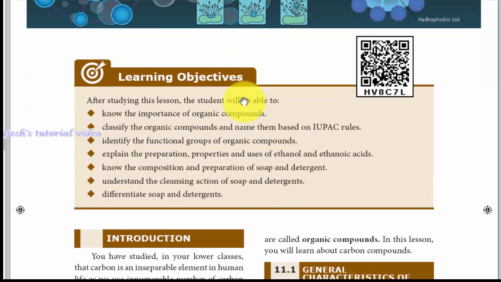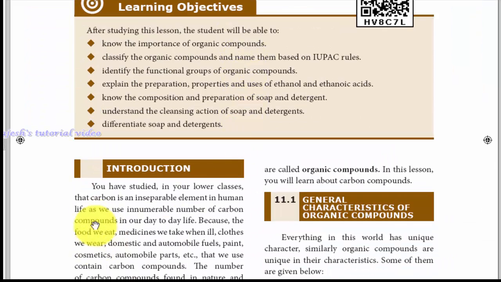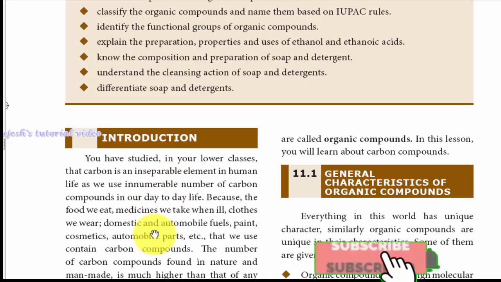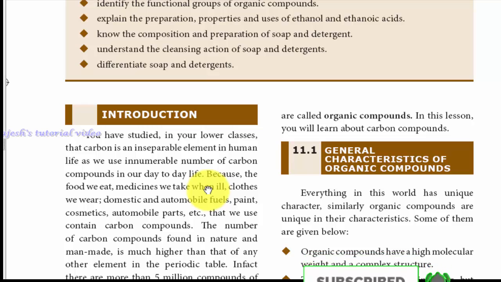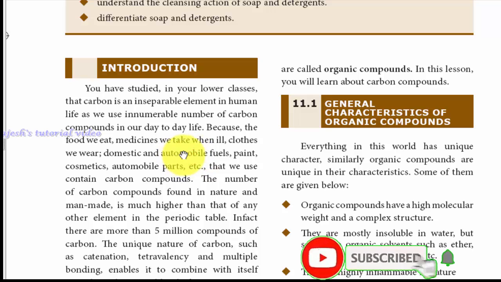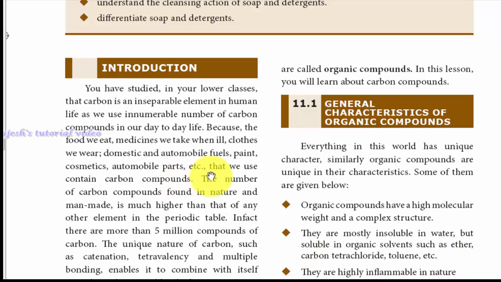Carbon is an inseparable element in human life. The body of any living organism is made up of carbohydrates, proteins, fats, etc., which are nothing but carbon compounds. And we use a lot of carbon compounds in our day-to-day life, like the food we eat, medicines we take, clothes we wear, fuels we use, cosmetics, etc. We use a number of carbon compounds.